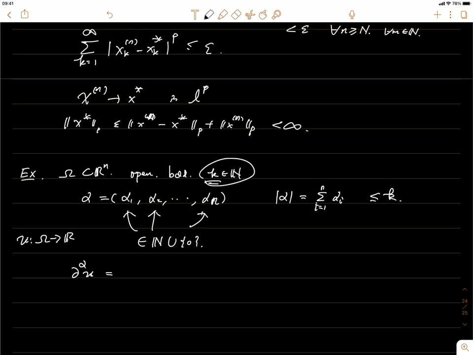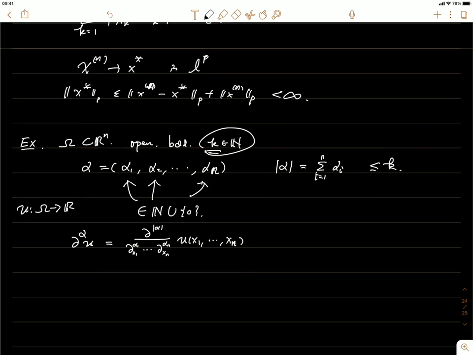This alpha tells me how many partial derivatives I should put on each variable. So it should be defined in this way: Dx1 for alpha 1 times, and Dxn for alpha n times. But in total, I can only take k partial derivatives, applied to u of x1 through xn. Okay, so this is the meaning of multi-index, and it will be used a lot in partial differential equations.